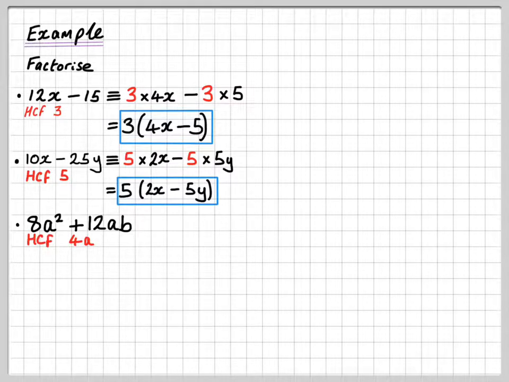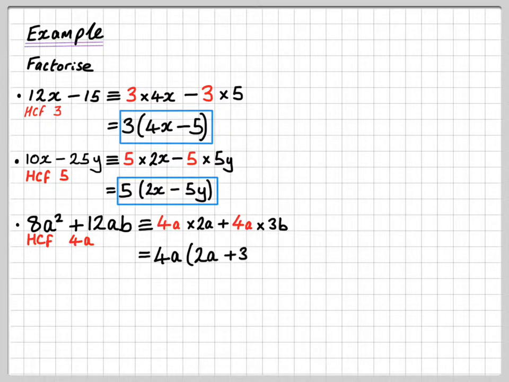Now let's write out the next step to see why that's the case. So the first term, 8a squared, could be written as 4a times by 2a, and for the second term we could write 4a times by 3b. Just have a quick check to make sure you're happy that that gives me 8a squared plus 12ab, and once you are happy then we can simply write the final answer again by using the brackets.